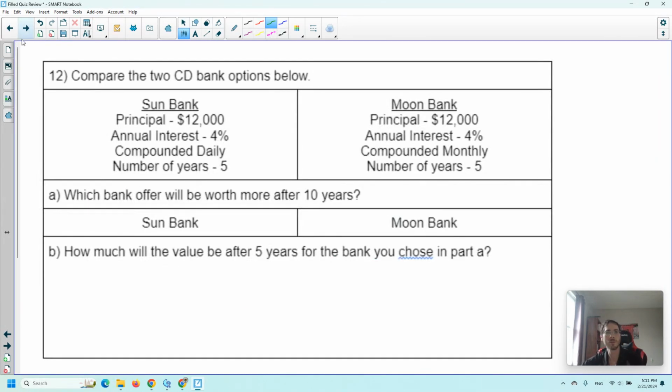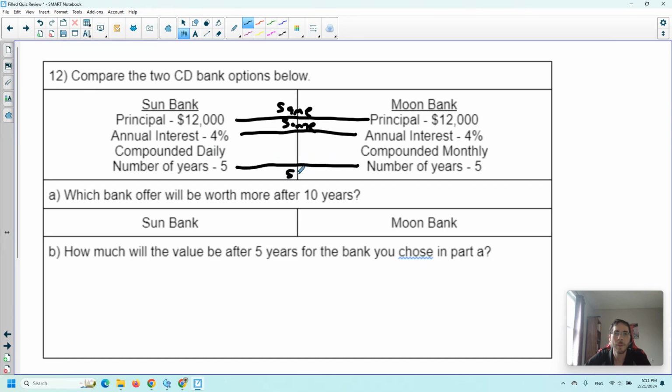So for 12, compare the two bank options below. So we have Sun Bank and Moon Bank. For each of the banks, the principal is the same, so we don't really care about that. The annual interest is the same, so we don't really care about that. The number of years is the same, so we don't really care about that. But what's different is that one of them is compounded daily and the other is compounded monthly. So this is really what question A is asking, is to compare daily versus monthly. Which one you make more money with. Oops, this should be a 5, not 10.